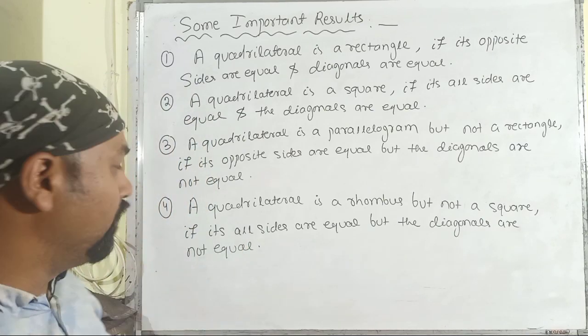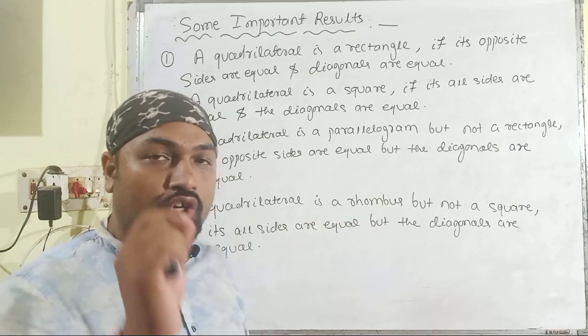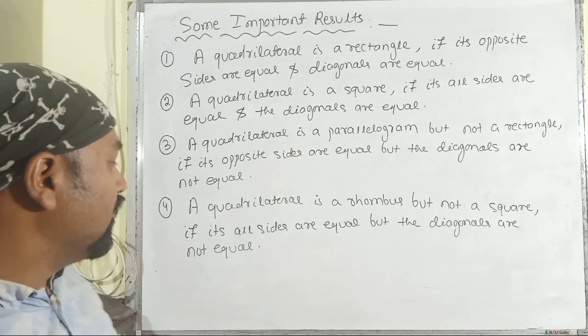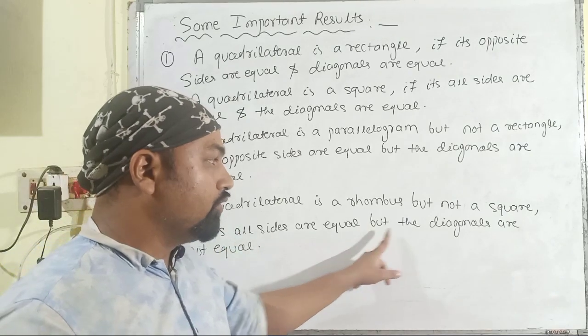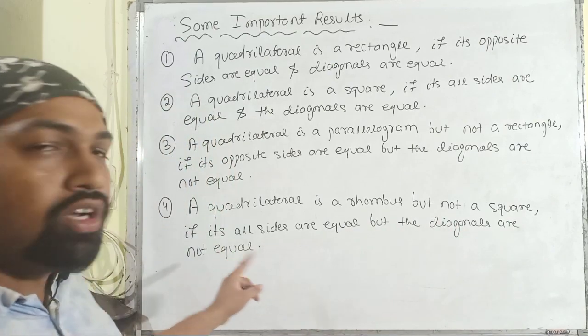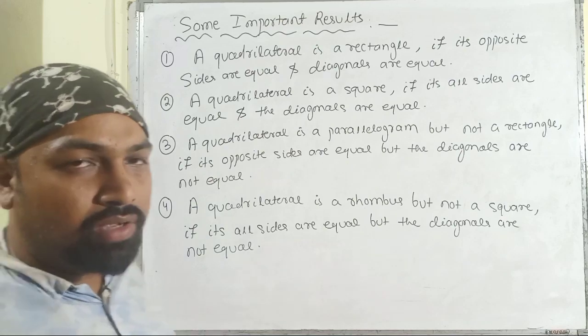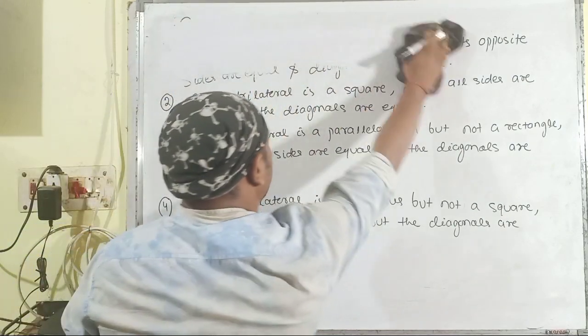Similarly, in case of a rhombus, a quadrilateral is said to be a rhombus but not a square. Then again we have to prove two cases here. The first one is if all its sides are equal but the diagonals are not equal with each other. Before going to today's problem session, let us have the revision of the distance formula.